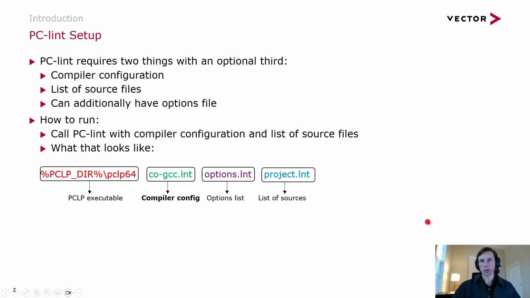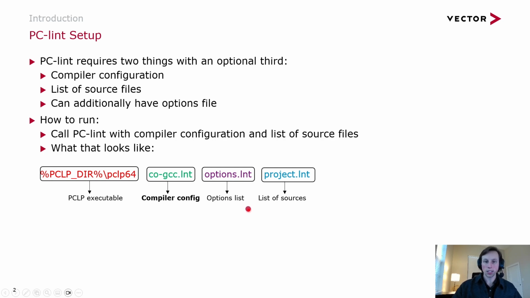There are two main requirements that you need in order to get PC-lint Plus working. The first is the compiler configuration, which we'll be going over today. The second is the name or a list of source files. Once you have those two things, you can run a basic analysis on the source files provided. So it would look like call PC-lint, pass the compiler configuration and the source files to it, and it'll run the analysis and give you any findings it may discover.